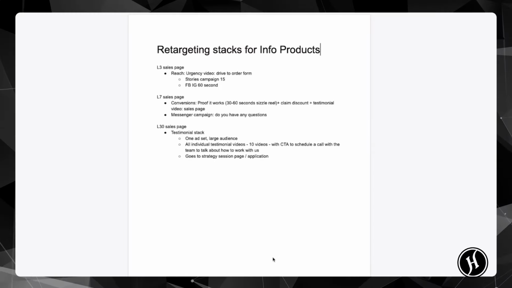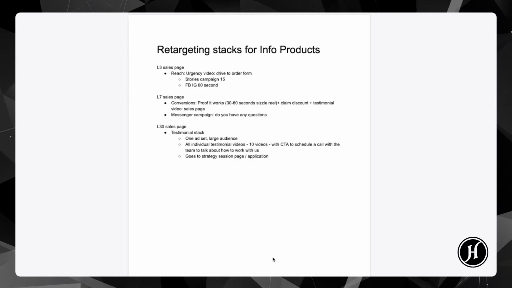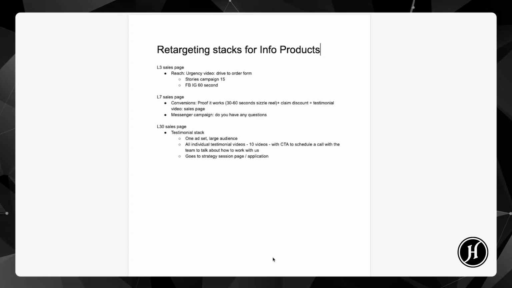From our internal documents, I want to share this retargeting stack that we've set up for information products. This retargeting stack is a strategy to hit people who hit your sales page for your info product with different messaging at different time frames via different mediums, either Messenger, video, or Instagram placement for stories. So it's going to be different ways of attacking the same audience, stacking on top of each other.